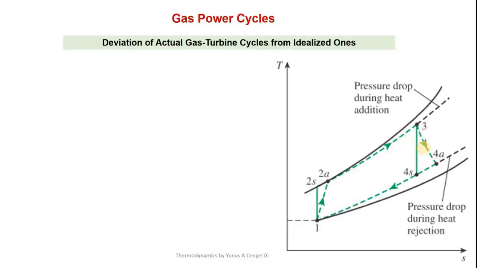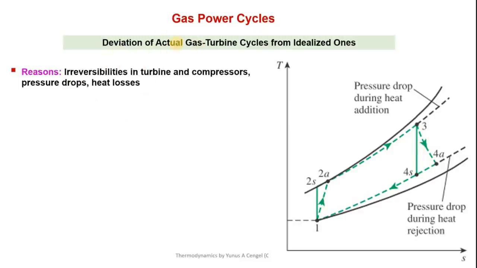Normally in the design calculations, we neglect the effect of these pressure drops in the heater and cooler, and these non-isentropic effects are accounted for in the compressor and turbine by defining the isentropic efficiencies. Right.